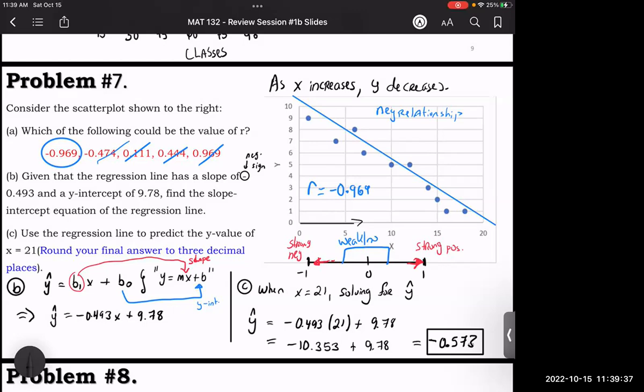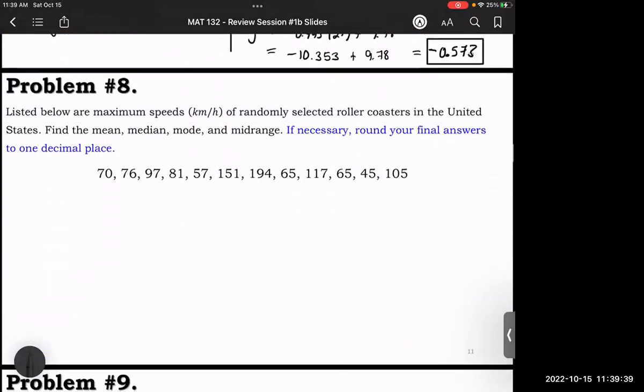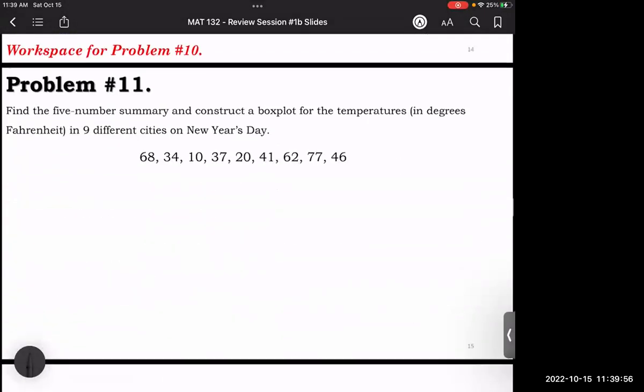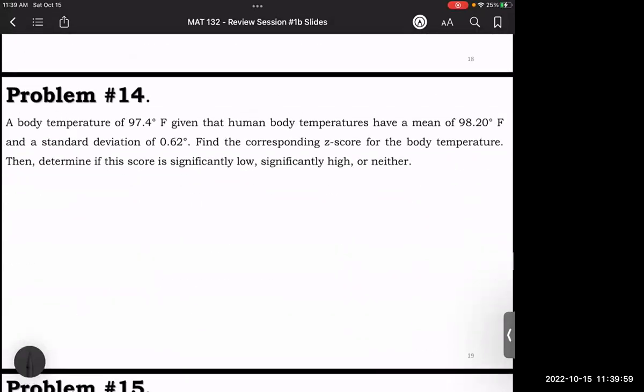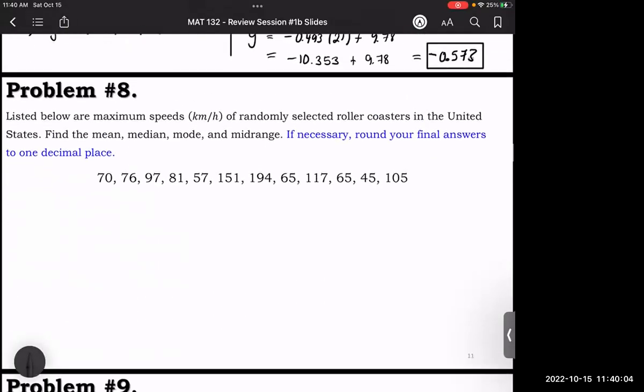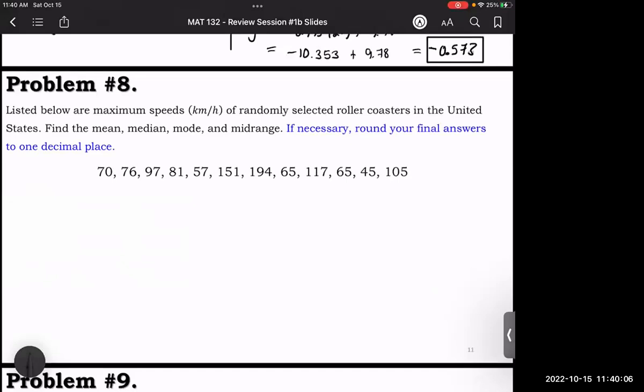Okay, let's look at problem 8. So now we're going to get into more calculation. Problems 5, 6, and 7 were all chapter 2. Now we're heading into chapter 3. Chapter 3 goes from problem 8 all the way up to problem 14. Chapter 3 is where you look at things like the measures of center, the measures of variation, and the measures of relative standing, such as the five-number summary.